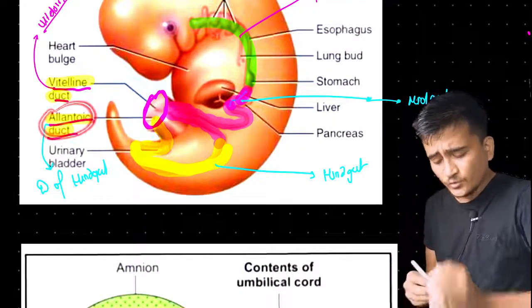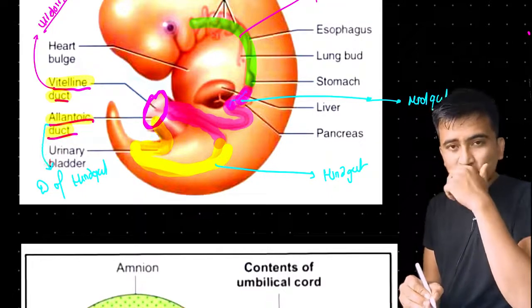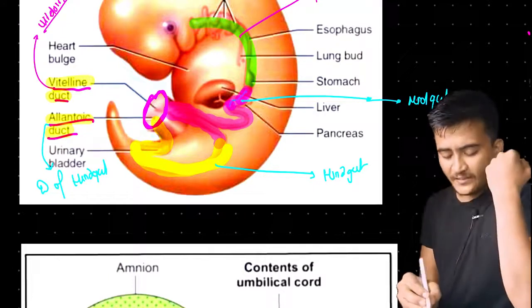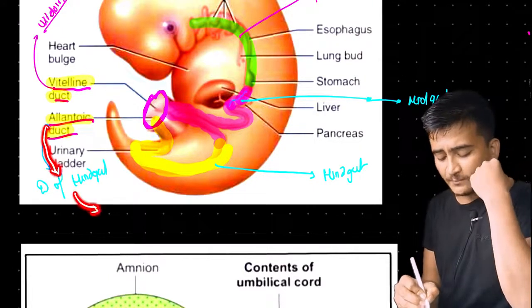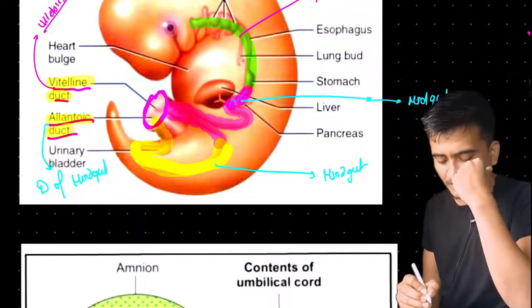So, what happens in the allantoic duct is, this allantoic duct also needs to be obliterated, right? It needs to be removed. But if it persists, then the baby will have urine in its umbilical region or umbilical cord. So, that is the main thing, right?